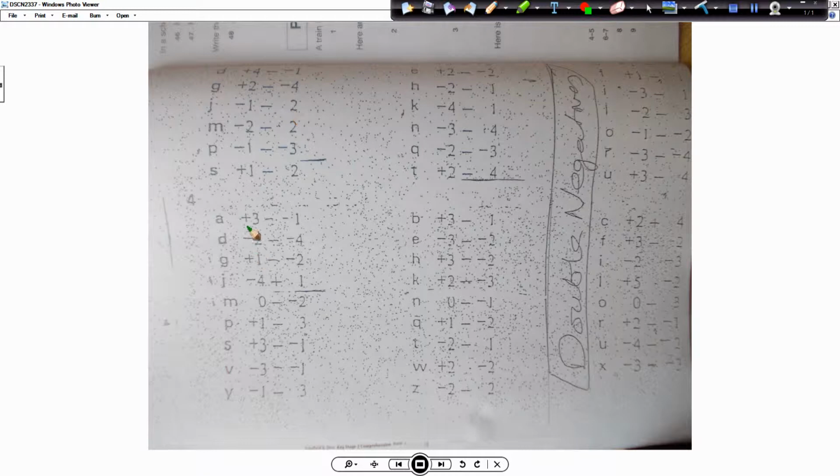So when we have a number like 3, take away -1. What happens when you have 2 minuses together? Those 2 minuses become a plus. So I'll do that now. Change them into a plus.